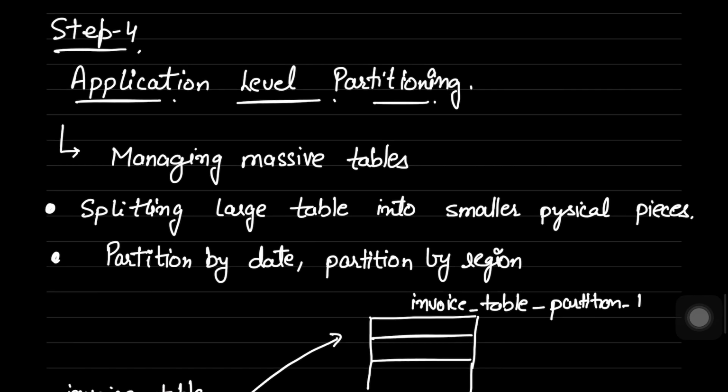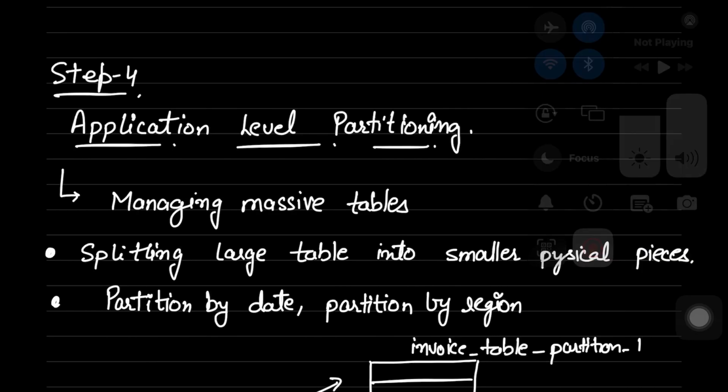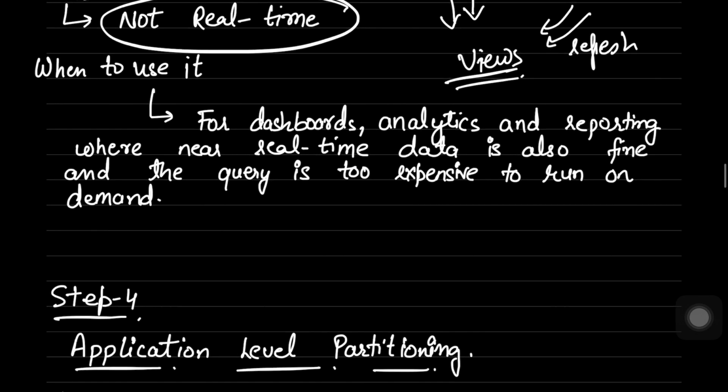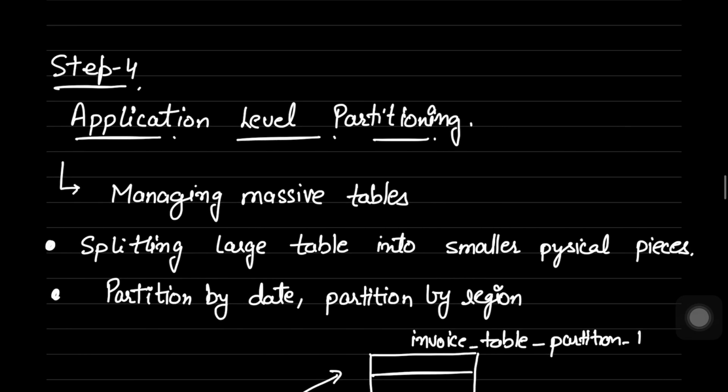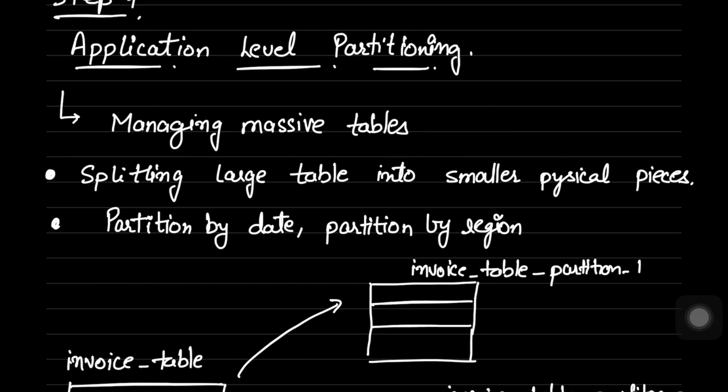Okay, after you've done all this, step 4 is the next step. After you've done the materialized views is your application level partitioning. So assume that there is a very massive table in your database, which is having billions of rows, right?